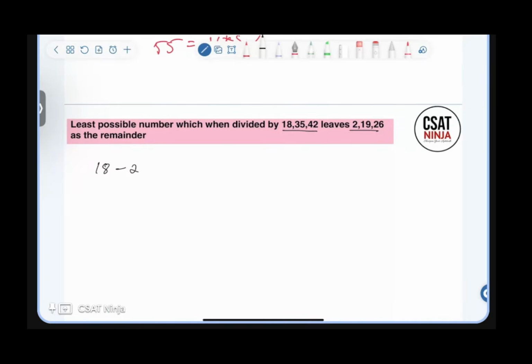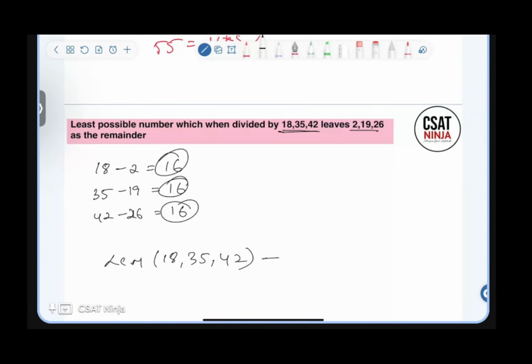Just like HCF, 18 minus 2, I'm getting 16. And 35 minus 19, again, I'm getting 16 there. 42 minus 26, I'm getting 16 there. So what you will do is you find the LCM of these 3 numbers, 18, 35, 42, and after that you subtract the common remainder here. Common remainder here is 16. So that is the answer. That is how we approach this kind of question.